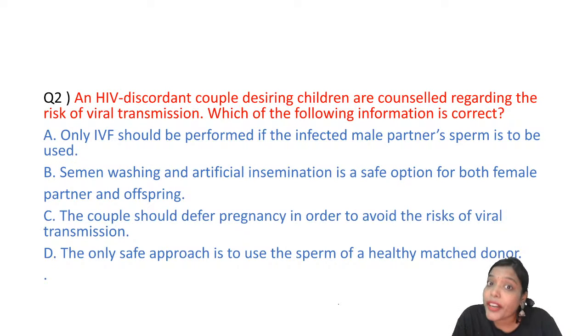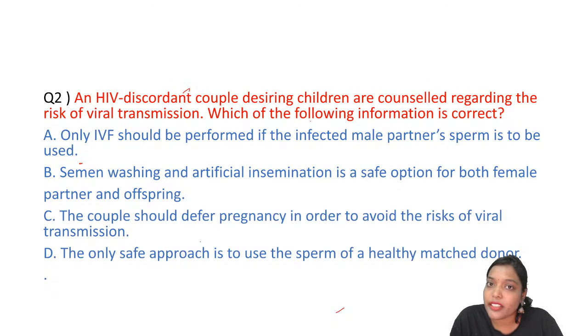Now, they want kids. So how can they have the kid? Even the kids should not get the transmission. So which of the following information is correct? Only IVF can be performed if the infected male partner's sperm is to be used. Semen washing and artificial insemination is a safe option for both female partner and offspring. The couple should defer pregnancy in order to avoid the risk of viral transmission. The only safe approach is to use sperm of a healthy matched donor.